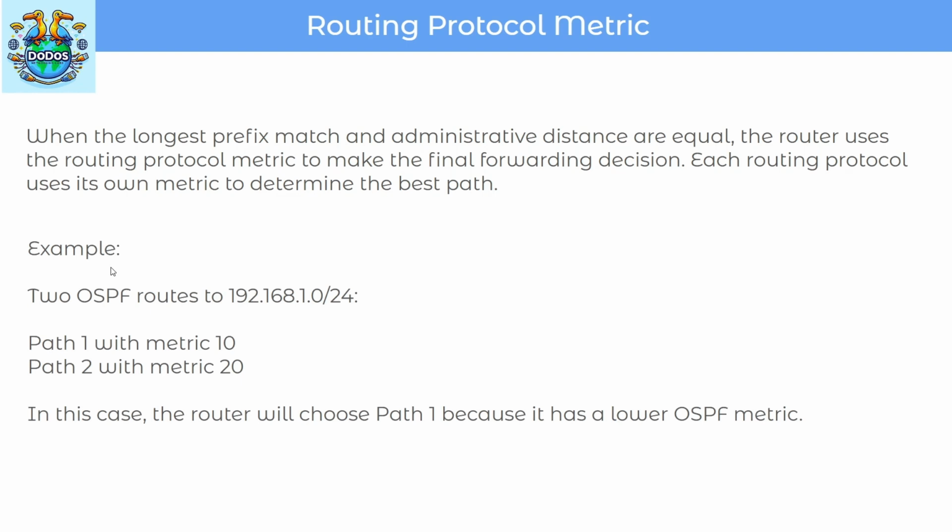So, let's give an example. Two OSPF routes to 192.168.1.0/24. Path 1 has a metric of 10. Path 2 has a metric of 20. In this case, the router will choose path 1 because it has a lower OSPF metric.